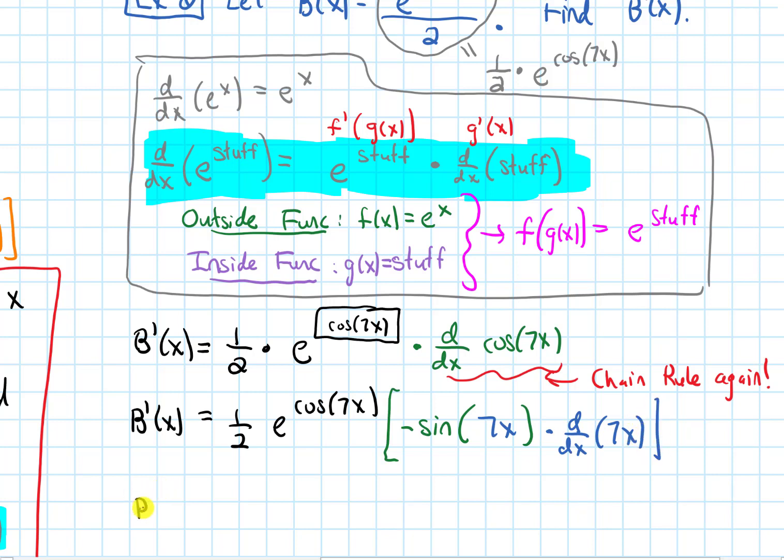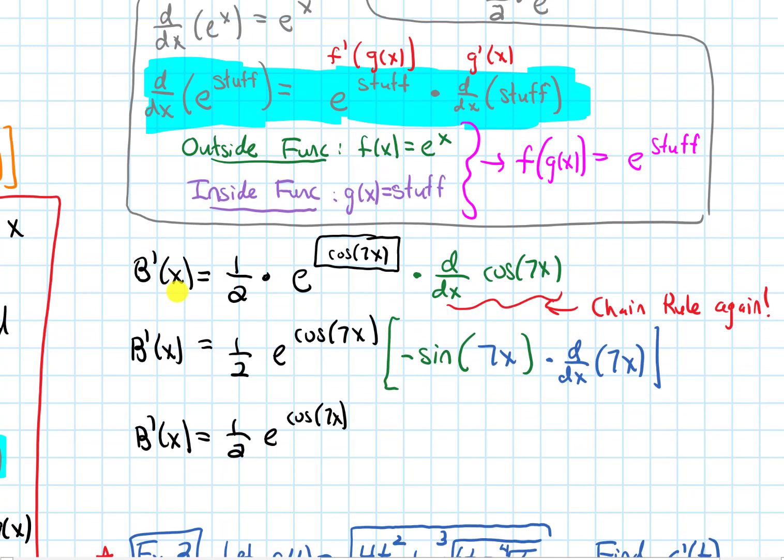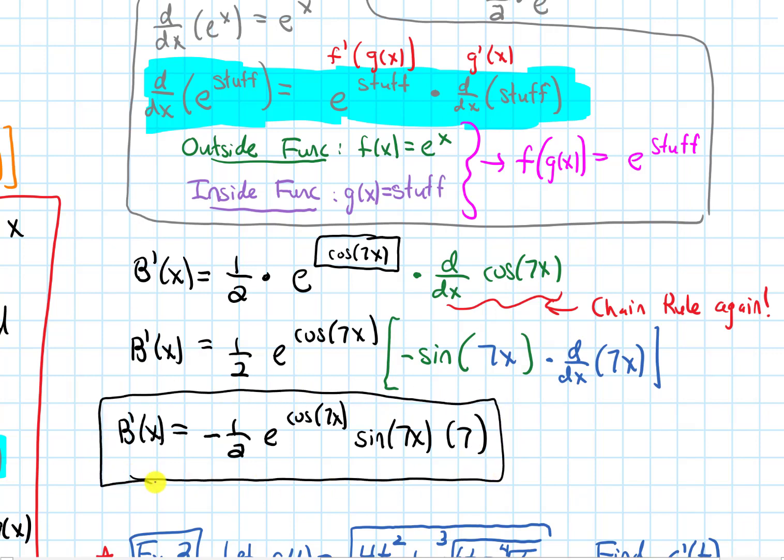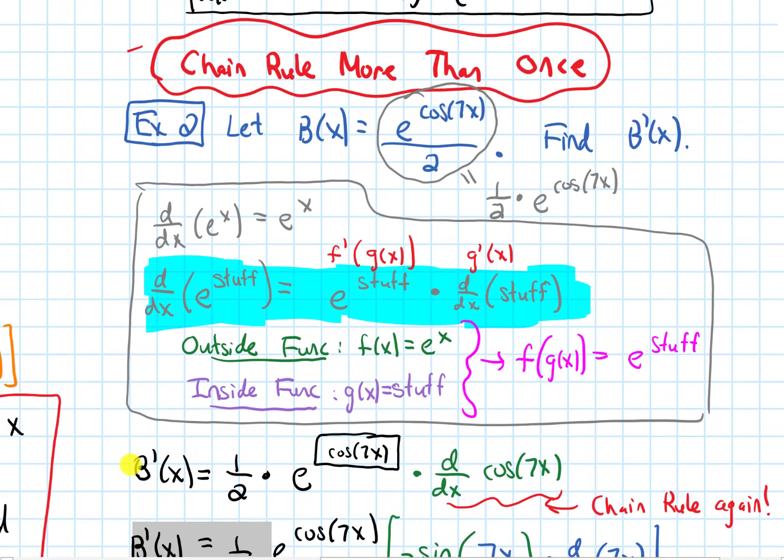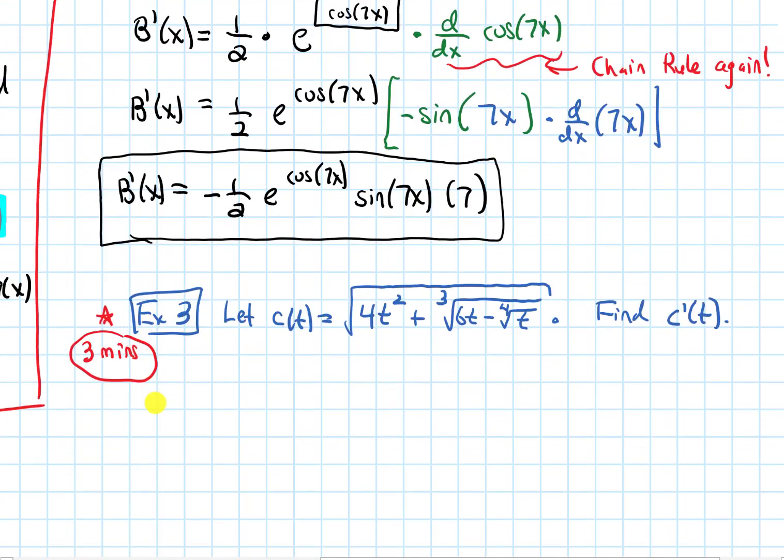All right, so we get b prime of x equals 1/2 e to the cosine of 7x, this whole thing, and then times, well, I think it would be simpler if I just move the negative all the way to the front. So negative, and then we have sine of 7x, and then times the derivative of 7x, which is 7. And that is my derivative. All right, so we successfully took the derivative of e to some stuff. And this involved doing the derivative using the chain rule twice. So let's look at another example.